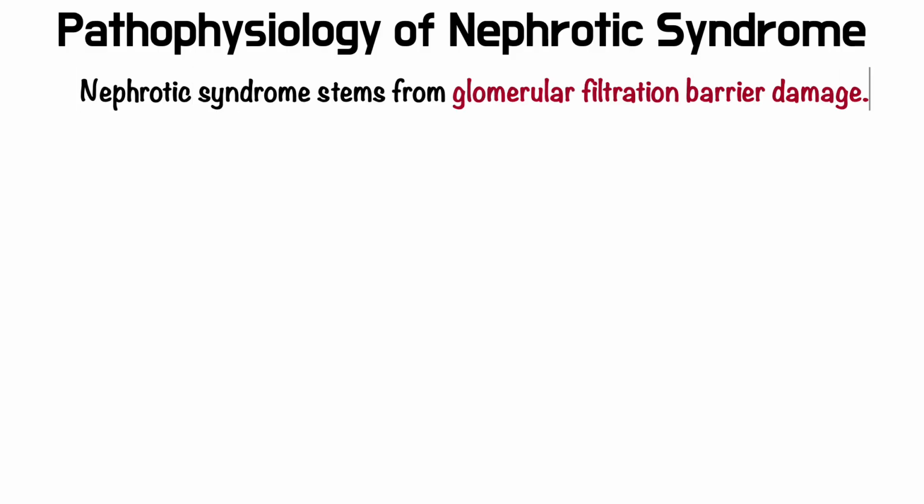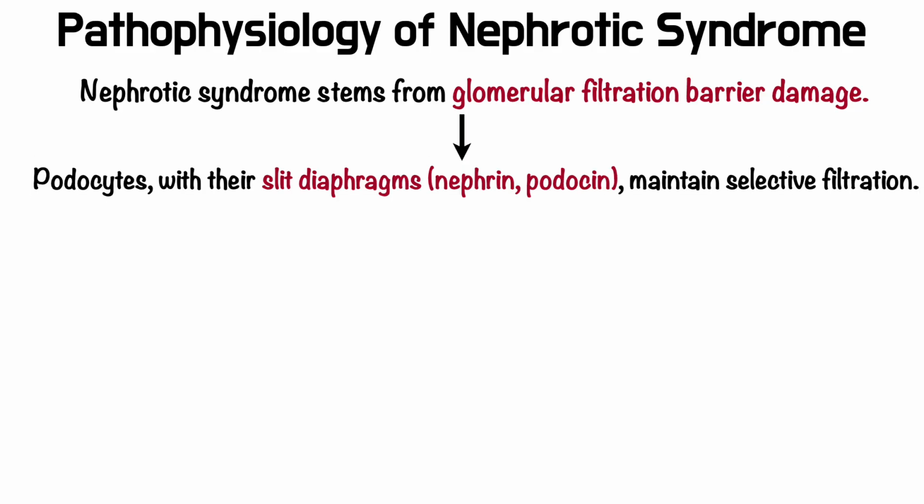Talking about the pathophysiology of nephrotic syndrome, what actually happens is that the glomerular filtration barrier, which is intact in normal conditions, will get damaged. And we'll be talking about how that gets damaged in 3 different ways. The podocytes with their slit diaphragms normally maintain selective filtration, but that will be compromised in nephrotic syndrome.